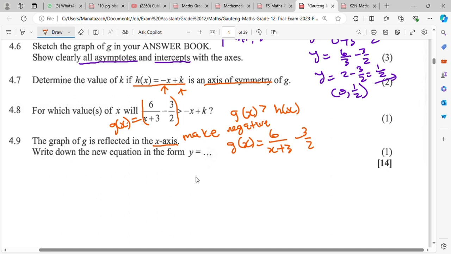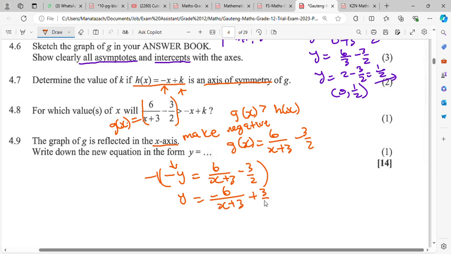What does it mean? That means I'm going to rewrite this graph as minus y is equal to 6 divided by x plus 3 minus 3 over 2. So I've made y negative here, you'll realize. So I'll take this minus sign by multiplying all the equation by minus 1, so that I make y positive again. But when y is positive, that means this side will change to be minus 6 divided by x plus 3, then minus 3 over 2 will become 3 over 2, which is positive. So this is the new graph here.